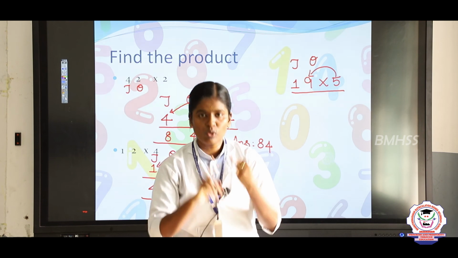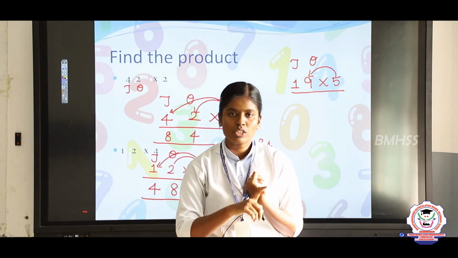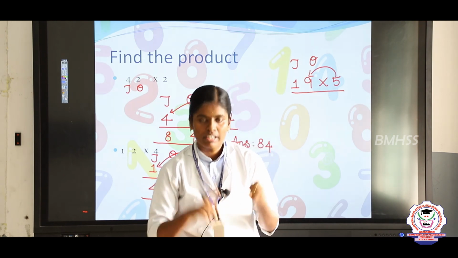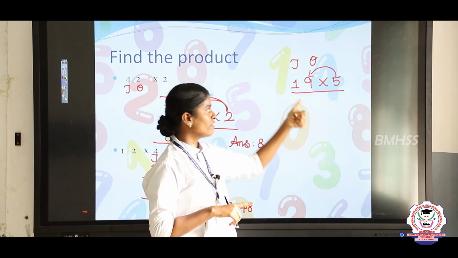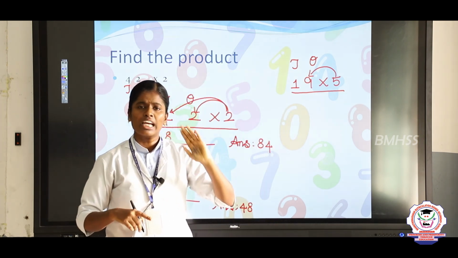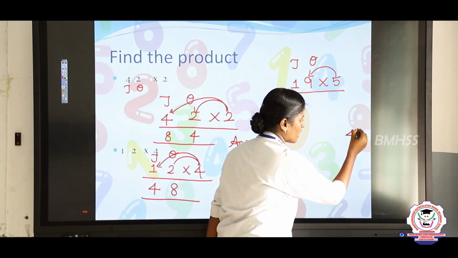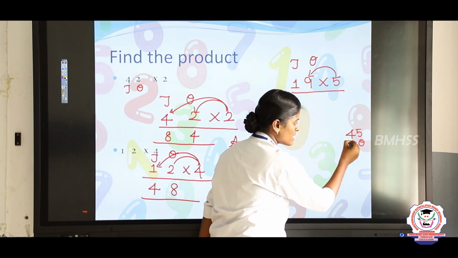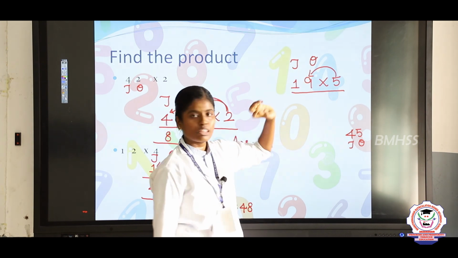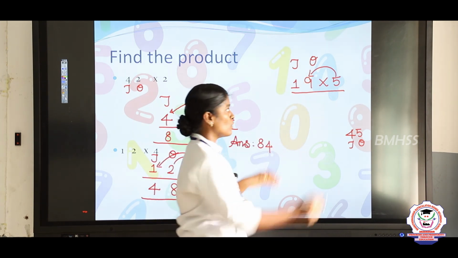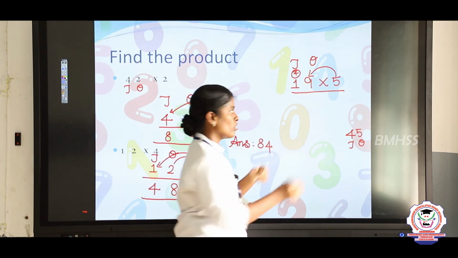5 zeros are 0, 5 1s are 5, 5 2s are 10, 5 3s are 15, 5 4s are 20, 5 5s are 25, 5 6s are 30, 5 7s are 35, 5 8s are 40, and finally 5 9s are 45. Here we got a 2-digit number, right? So write the number 45. This is the ones place and it is the tens place. In the tens place you should write the carry value, that is write 5 down and carry 4.